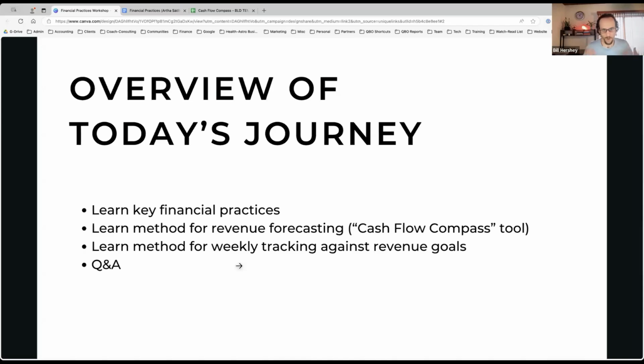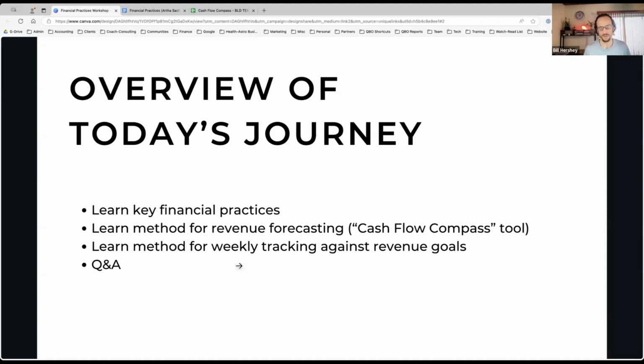So quick overview of what we're going to be talking about today. We're going to look at some of these key financial practices, routines, and rhythms. We're going to learn actually a revenue forecasting tool that I've been using in my business since day one. I joined an accounting mastermind group early on in my business to learn how to grow what started for me as just a bookkeeping services firm, and it's grown since then. Now I provide strategic accounting, bookkeeping, and coaching services for integrative health practitioners.